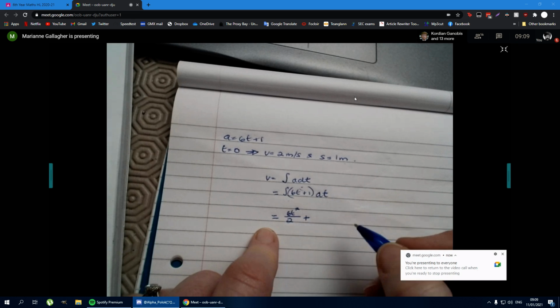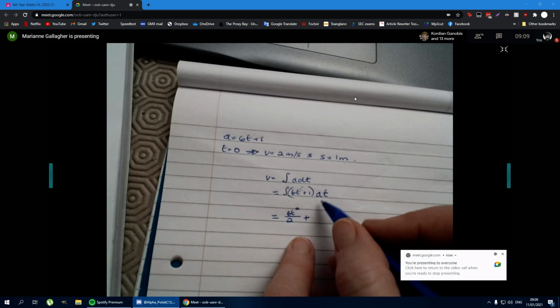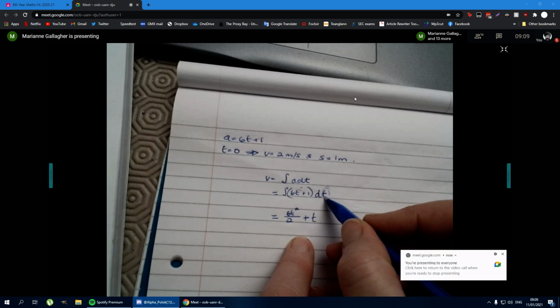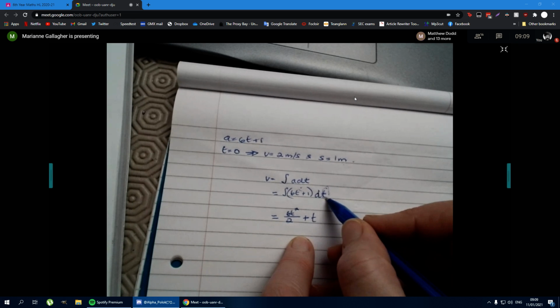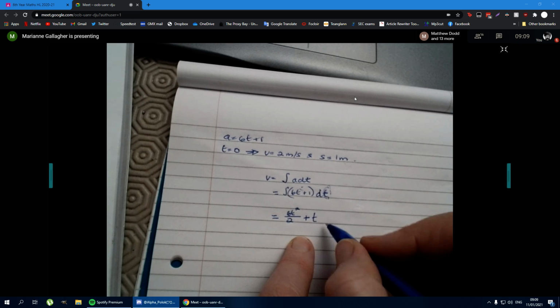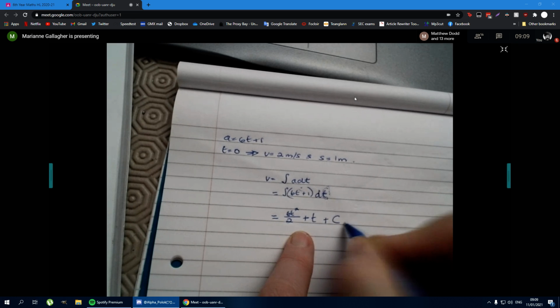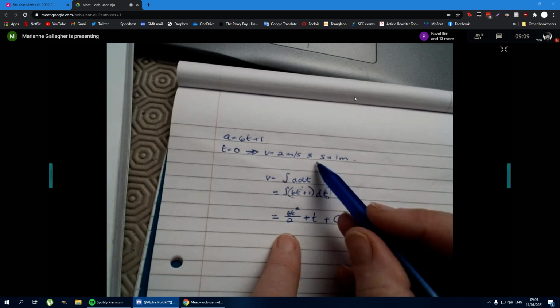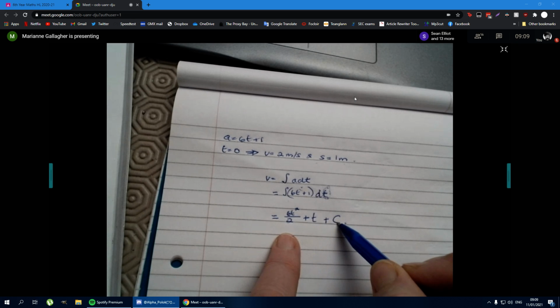And if I integrate 1, what do I get? Just t. Yeah, okay. If there was an x here, I'd get x. If there was a p here, I'd get p. Whatever this letter is, that's what you're integrating with respect to. And we also have our constant of integration, okay? So before we go and find s, we want to work out what the constant of integration is.